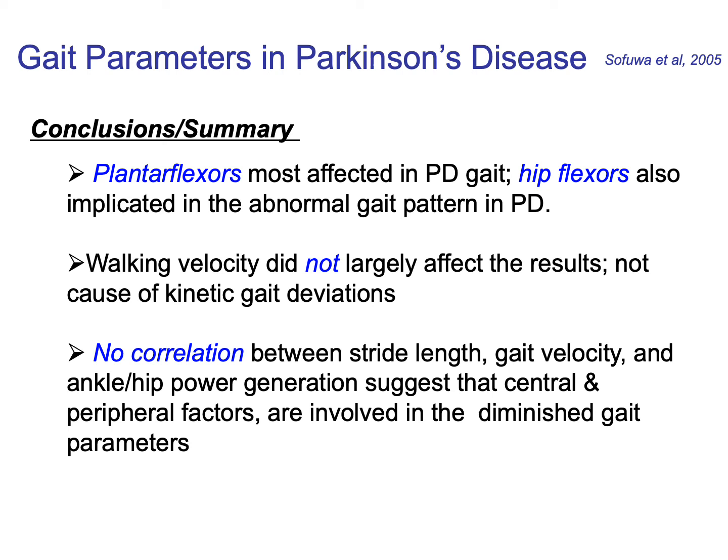That walking velocity did not largely affect the results. It wasn't the cause of the kinetic deviations, but rather those plantar flexor movement powers were actually what was resulting in some of the changes in those walking velocities. They also found no correlation between stride length, gait velocity, and power generation. So it suggests that perhaps central and peripheral factors are involved. Central makes sense because Parkinson's obviously results from a lack of dopamine generation within the basal ganglia. So it makes sense that that's how they would conclude for this particular study.